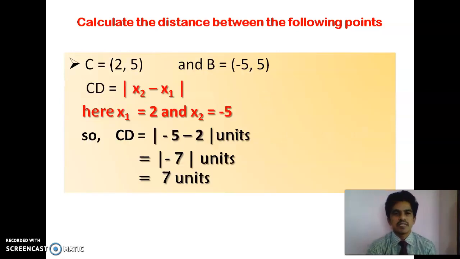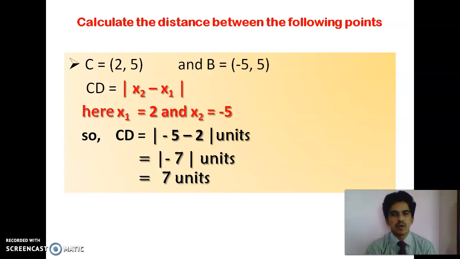Let us take one more example. So see here, C is (2, 5) and D is (minus 5, 5). Here x1 is 2, x2 is negative 5. When you subtract x1 from x2, minus 5 minus 2, and as we know this is minus 7, the absolute value of minus 7 is again 7. So this is how you calculate the distance between 2 points when both of them are either on the x-axis or forming a line segment parallel to the x-axis.